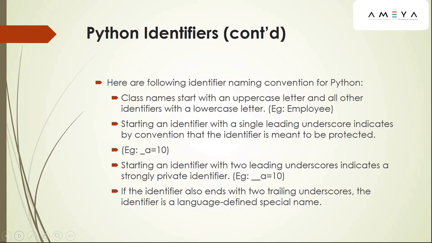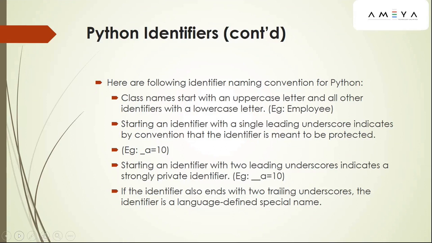Starting an identifier with a single leading underscore indicates by convention that the identifier is meant to be protected. Later we will discuss access modifiers. There are three things: public, private, and protected. But in Python we use only signs, not words. So here I am giving underscore a equal to 10. This is nothing but protected.